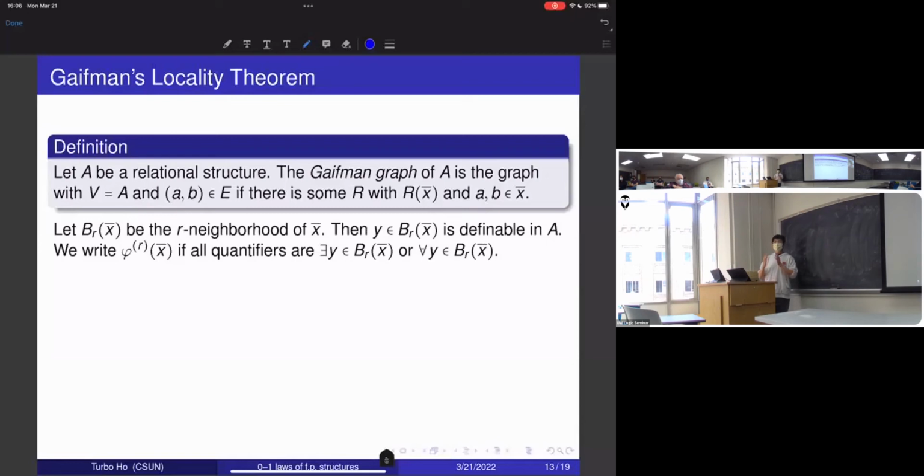We are going to look at what are called local sentences, and for that we really just mean that all the quantifiers are local. So this is what we do. You say φ superscript R is a local sentence, or you write a local sentence like this, if all quantifiers are "for all y in a neighborhood of x" or "there exists y in the neighborhood of x." The radius of the neighborhood is R, and such a sentence is called R-local.